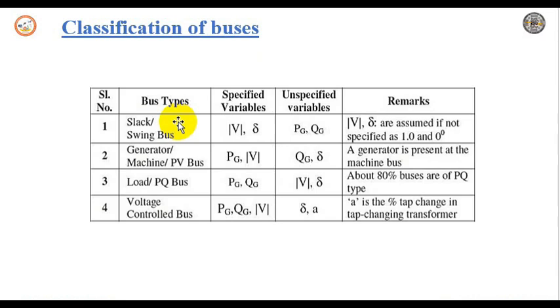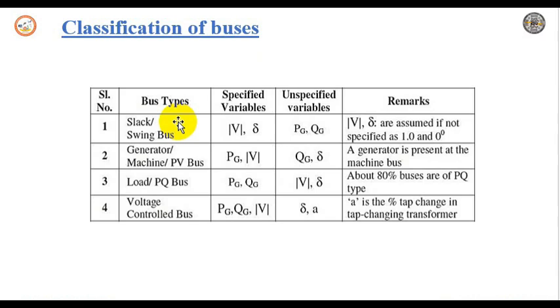In some textbooks you might see only three types of buses: slack bus, generator bus and load bus. So mainly we can consider the swing bus, generator bus and load bus. While doing the analysis, bus 1 is considered the slack bus, and the remaining buses will have some number of generator buses and some number of load buses. These four quantities play a very important role in power system load flow analysis.